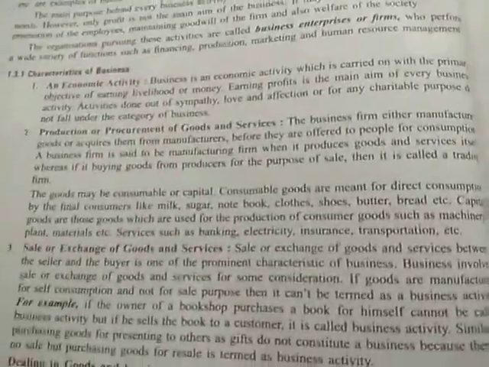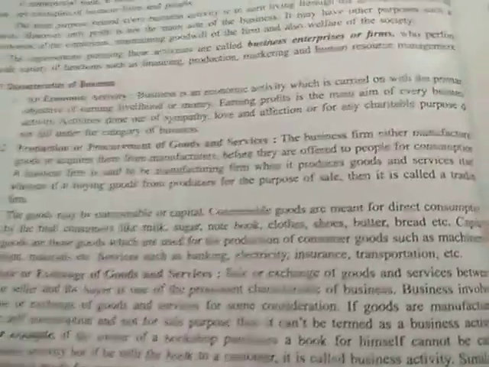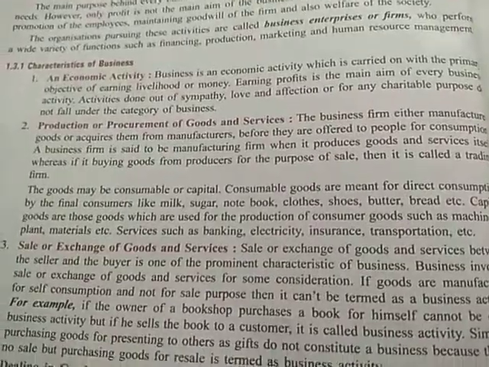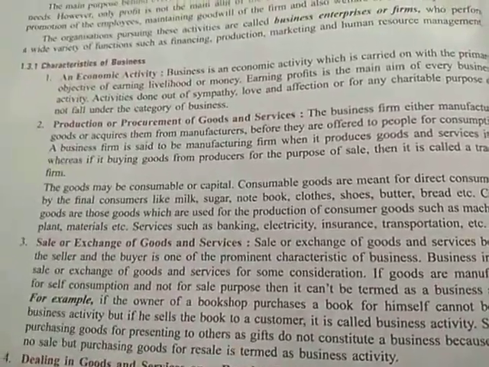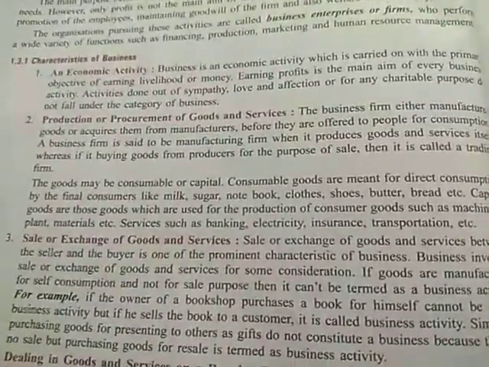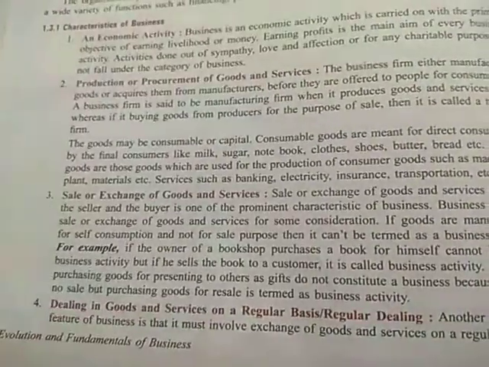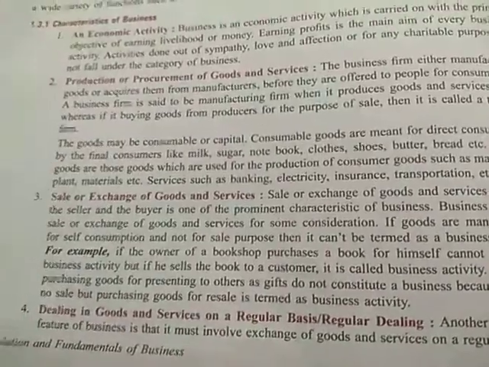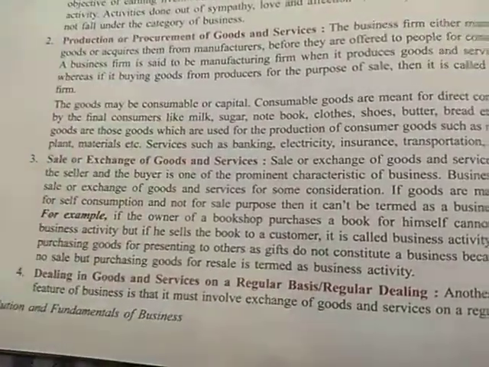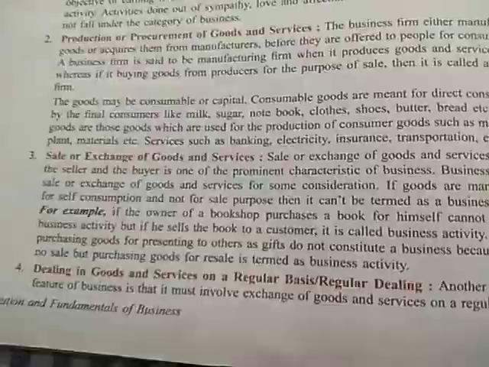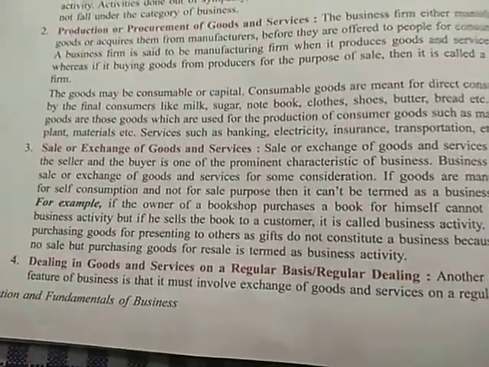Next, we have characteristics of business. An economic activity: obviously, a business is an economic activity. Production and procurement of goods and services: we need to produce or buy the goods and services that we are going to sell. Next is sale or exchange of goods and services. We need to sell. Next is dealing in goods and services on a regular basis, or regular dealing. Also, we need to deal in such goods and services on a regular basis.